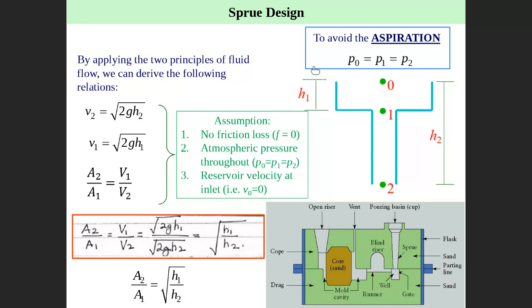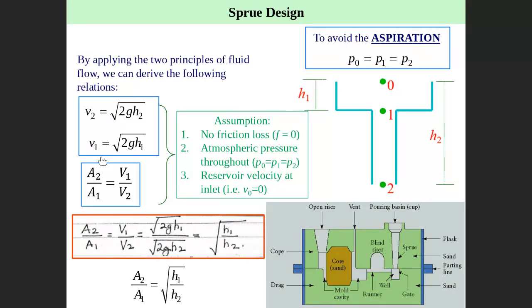Right, so in this case, avoiding aspiration, you get V2 equal to square root of 2gh2. This is V2. What about V1? V1 equals square root of 2gh1, where h1 is the head at point 1. These are both two equations. Equations 1 and 2 we obtain from the Bernoulli equation. The second equation we obtain from the mass continuity equation: A2 divided by A1 equals V1 divided by V2. This one is from the mass continuity equation.